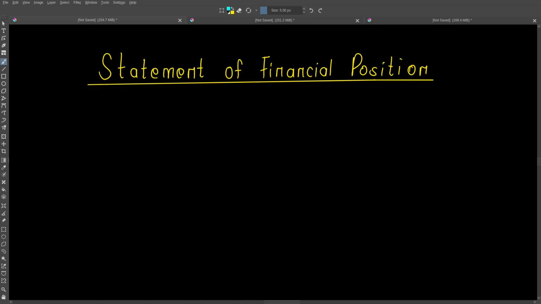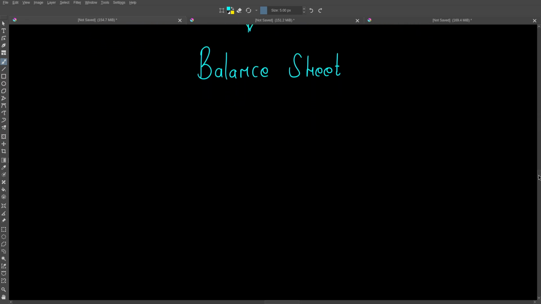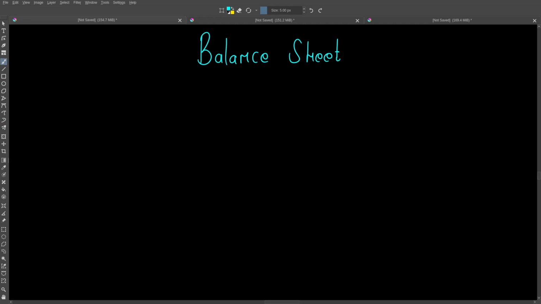Hello, today let us look at the statement of financial position, which was commonly known as the balance sheet. People still refer to it as the balance sheet, but it is basically the same. It is the statement of financial position. So what does a balance sheet, or rather a statement of financial position, show?